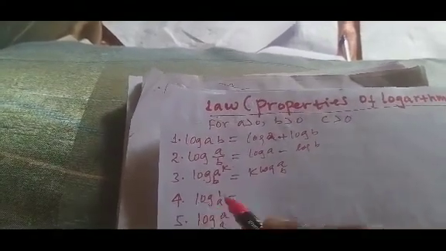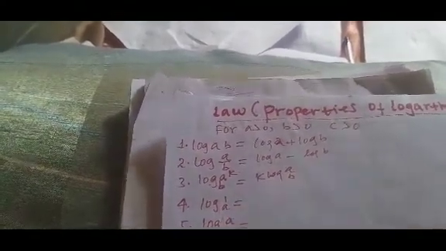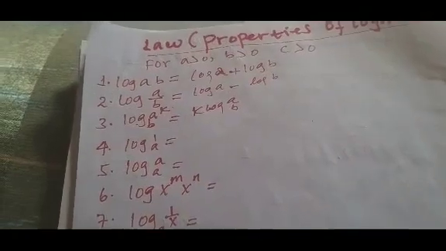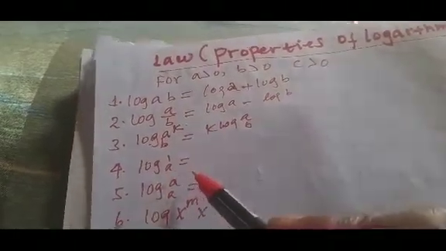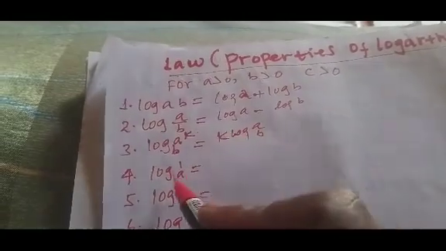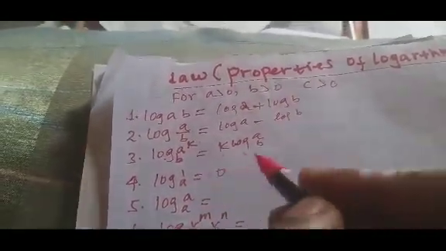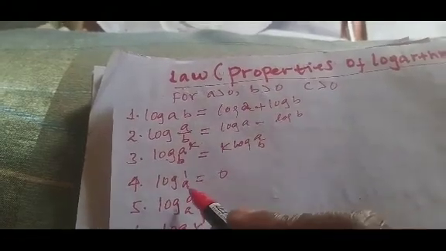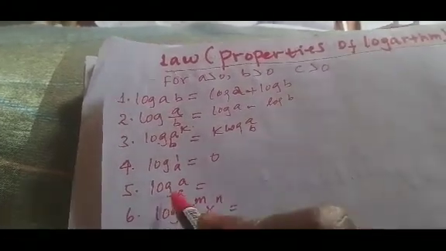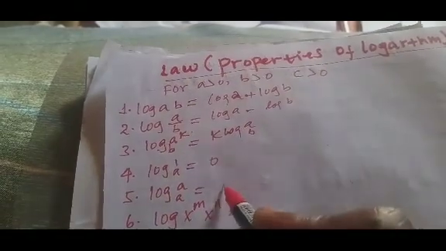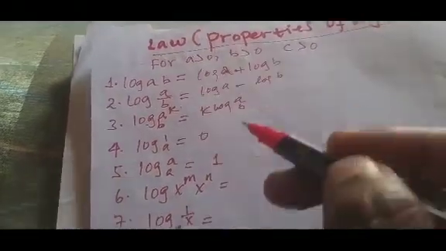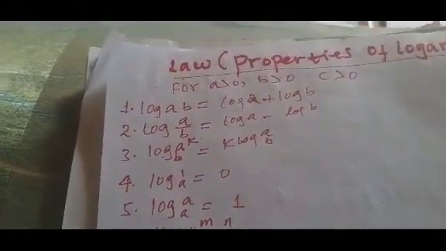Look, log of 1 over a. Log of 1 is 0, for a greater than 0 and a different from 1. Log of a to the base a is equal to 1. This is always true. This is the property of logarithm.